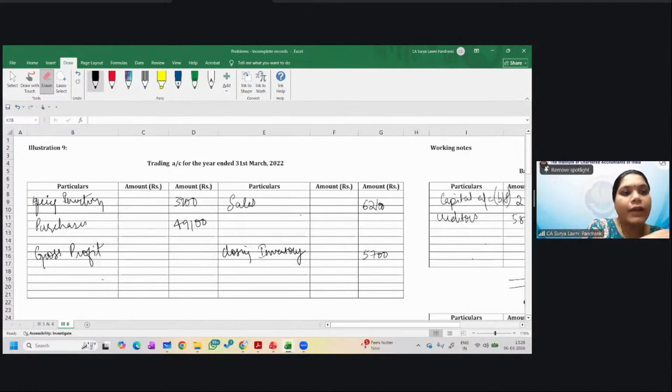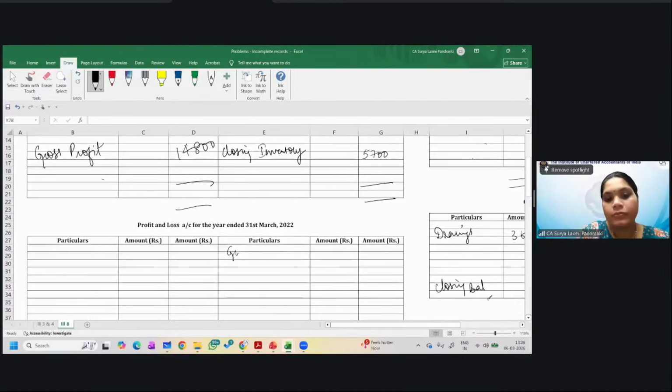Calculate the gross profit now. We have sales, we have purchases, we have closing inventory, we have opening inventory. Whatever is the balancing figure will be your gross profit. How much is the gross profit? 14,800. Okay, got it. Now this gross profit has to be transferred to the P&L statement, 14,800, right?